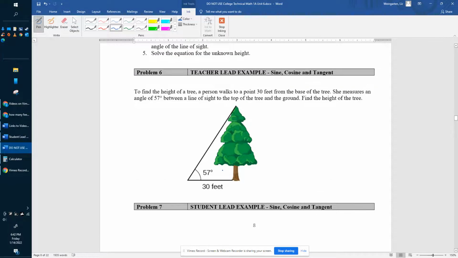To find the height of a tree, a person walks to a point 30 feet from the base of the tree. She measures an angle of 57 degrees between the line of sight to the top of the tree and the ground. Find the height of the tree. Well, we know this angle, we know this length, we are looking for this. So we have our angle. This is the opposite of the angle. This is the adjacent of the angle. What trigonometry function can we use when we have the opposite and the adjacent? Tangent.